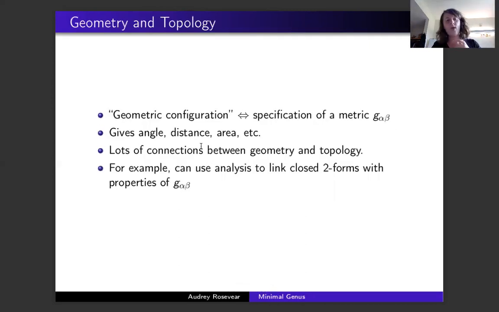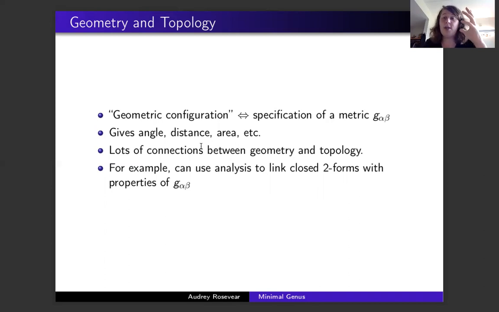So we're going to be looking at geometry and topology. As I said, topology is the study of things equivalent under deformation. Geometry is where you don't consider that equivalence. So given a topological object, we can talk about a geometric configuration of that object, which is going to be a specific representative of its topological class. This is equivalent to the specification of something called a metric, G alpha beta.